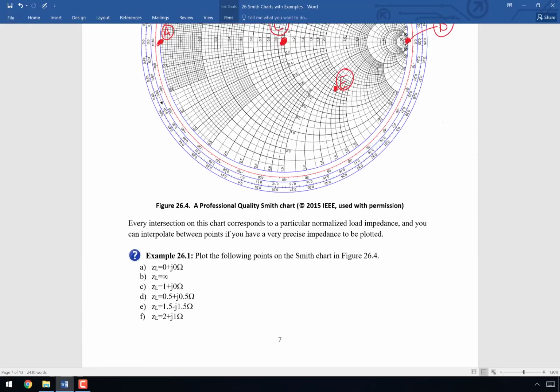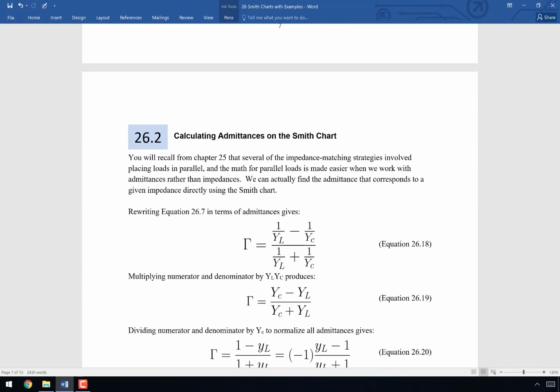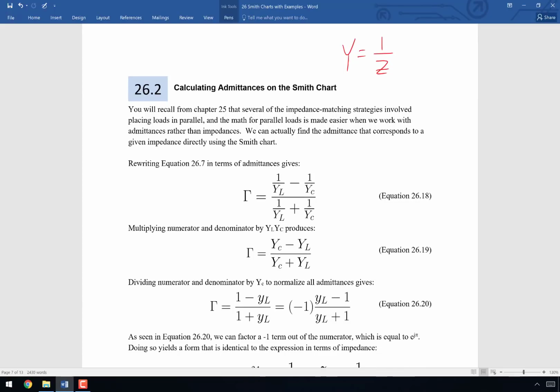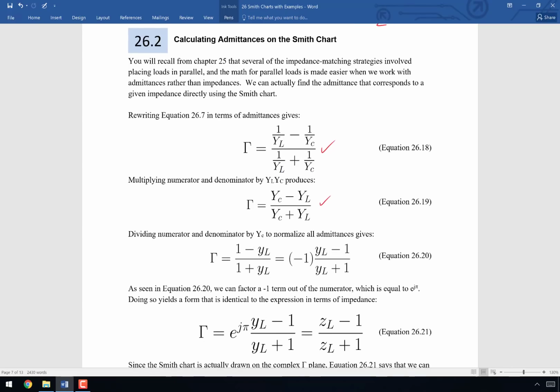Okay, now we can calculate the admittance. Remember that the admittance Y is equal to 1 over the impedance Z. So yes, you could use your calculator to do this calculation, no problem, but it's also interesting that you can use the Smith chart. Remember that we knew that gamma is equal to Z sub L minus Z sub C over Z sub L plus Z sub C. In this equation, I've simply replaced each of the Z's with a 1 over Y. I'm going to multiply through by Y sub C times Y sub L to get this equation. I'm going to then re-divide by Y sub C, the numerator and denominator, to normalize it. And then I'm going to factor out a negative 1. For reasons that will become clear in just a second, that negative 1 makes a difference.